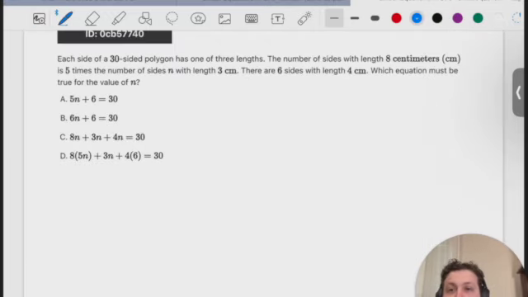Each side of a 30-side polygon has one of three lengths. The number of sides with 8 centimeters is 5 times the number of sides with length 3 centimeters. And there are 6 sides with 4 centimeters. Which equation must be true for the value of n? So that's just number of sides. Not much to do with the length.